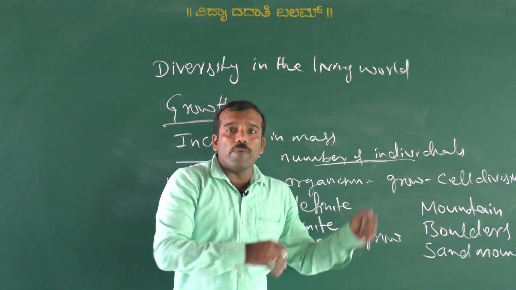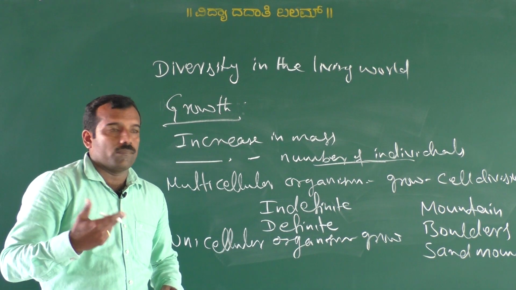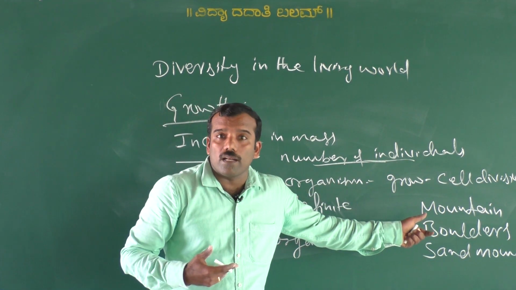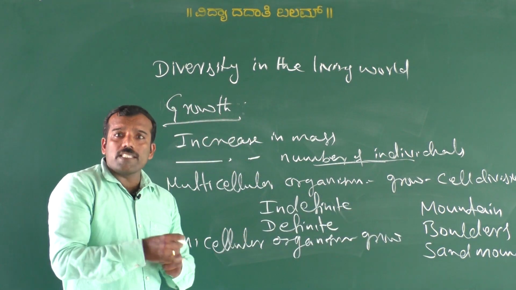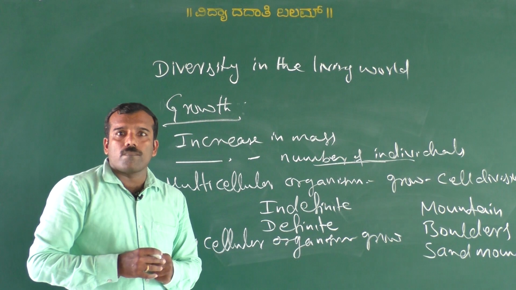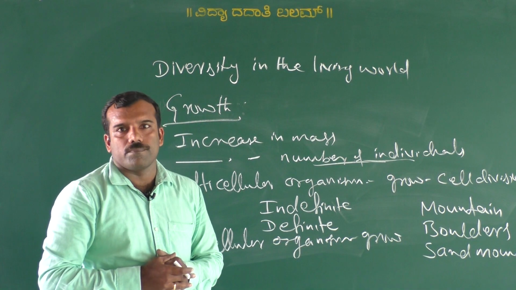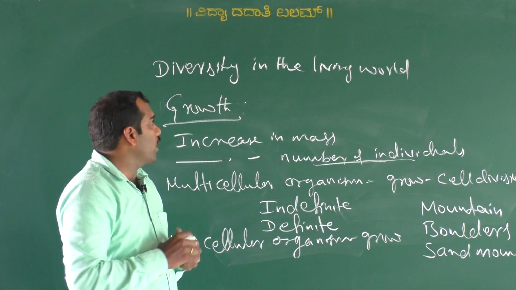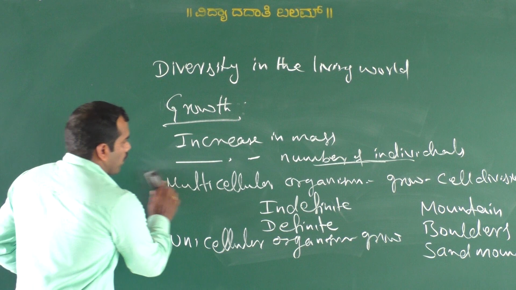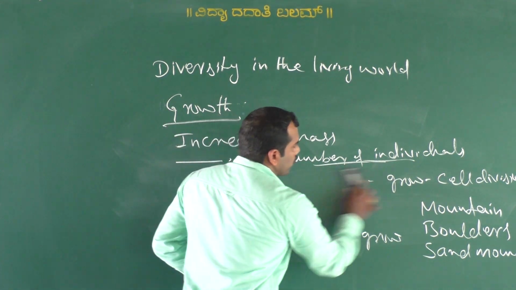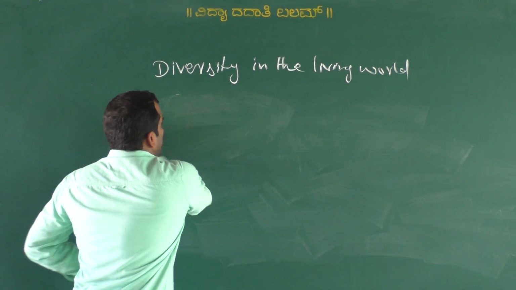But in a living organism, growth is from inside, while in non-living things growth is from outside. So even though growth is a characteristic of a living organism, it is not a defining character of an organism. That is about growth. So the next one is reproduction, another important character of a living organism.